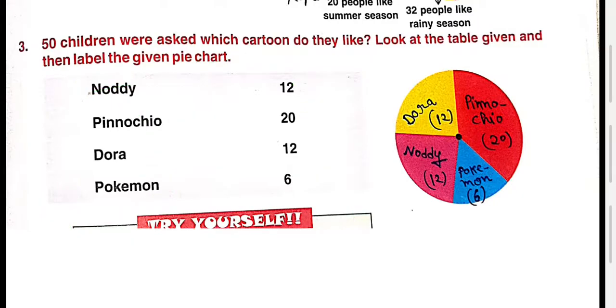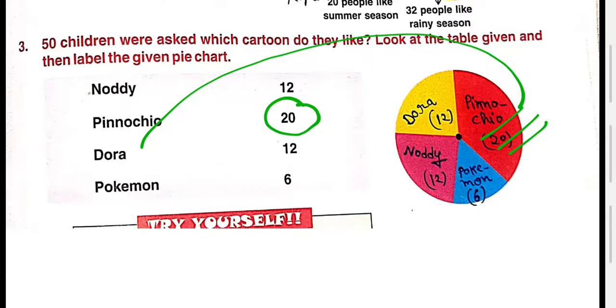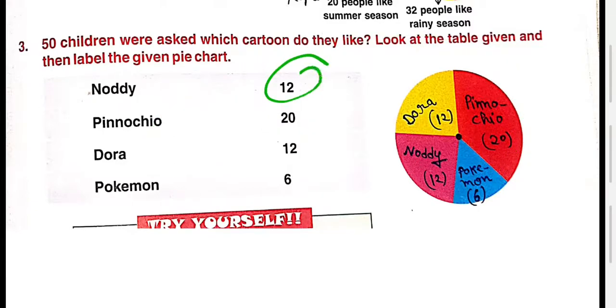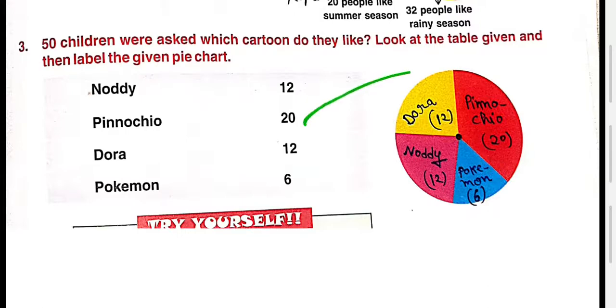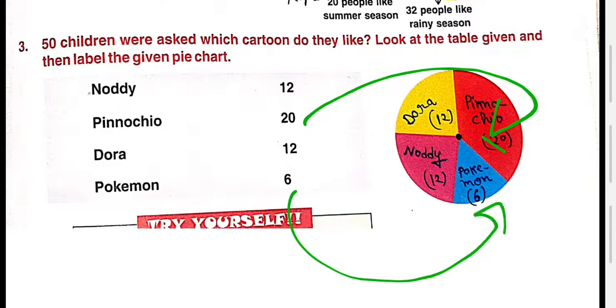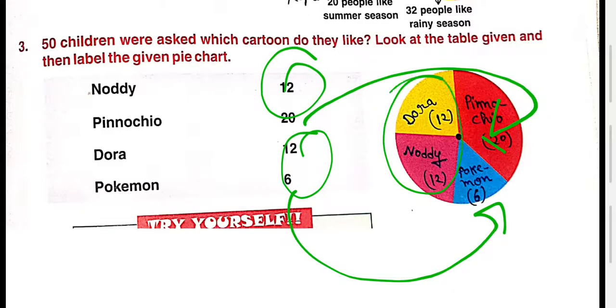Okay, which one is the maximum value? The maximum value is 20, and which is the maximum color? This part is maximum, so you have to write Pikachu, and in brackets write the value 20. Now the second one is 12. They are the same. So which two colors represent the same? Yellow and pink represent the same. So write Dora here and Noddy here, and write their value 12, 12. And the last one, which is the least, is 6. So write Pokemon here and write its value 6. The maximum value gets the maximum fraction, the lesser value a smaller fraction, and the same values the same fraction.